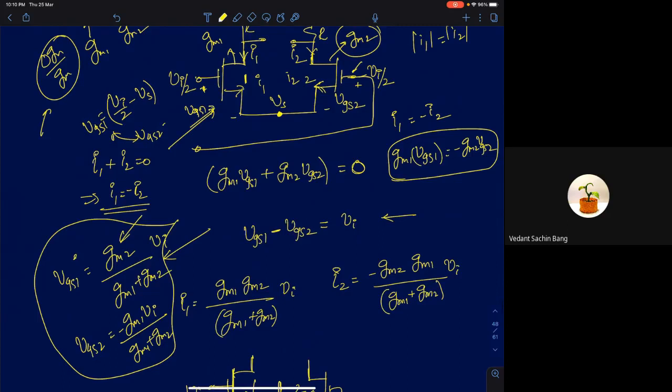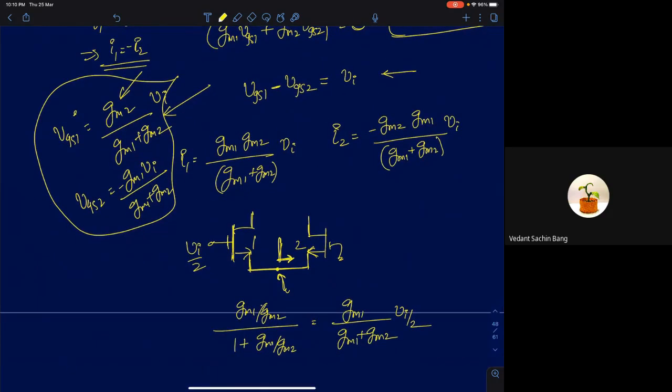The moment you know VGS1, I1 is simply GM1 times VGS1. So it will be GM1 GM2 by GM1 plus GM2 into VI. I2 is GM2 times VGS2, so it will be minus GM1 GM2 by GM1 plus GM2 into VI. Now look at this, the magnitude is exactly the same. Both the currents are the same. The only difference is in sign. They are 180 degrees out of phase. So even though you begin with different GMs, I1 and I2 are perfectly differential. That's what you want in a differential amplifier.